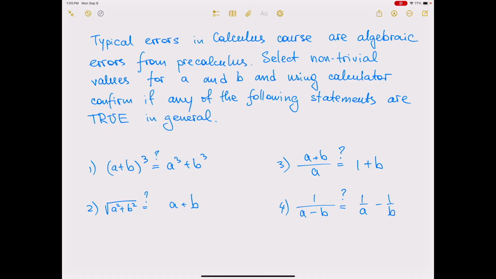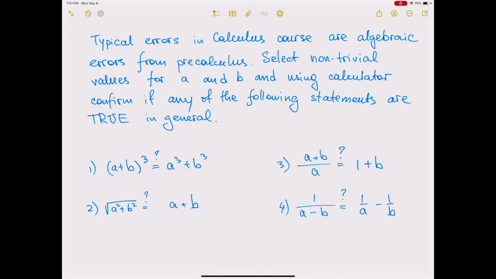The typical errors that we see in calculus usually originate in pre-calculus, algebraic simplifications. Please take a look at the following 4 examples. A plus b cubed. Is it equal to a cubed plus b cubed? In general. How about square root of a squared plus b squared? Can we simplify this as just a and b, because square root of a squared is just a and square root of b squared is just b?